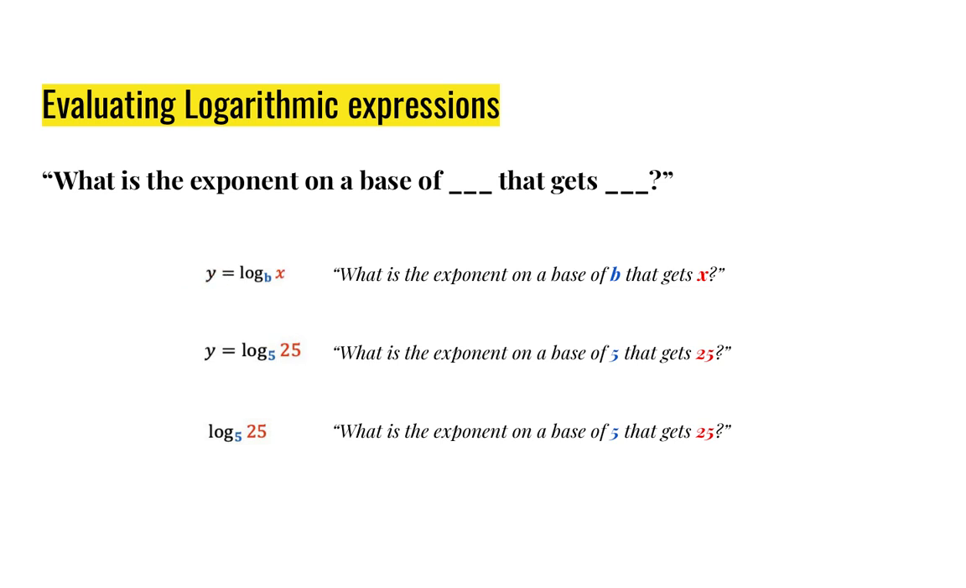With numbers, it looks like this. What is the exponent on a base of 5 that gets 25? You can see the same thing right here without the y equals, because this is just an expression that equals a number. And I think you should all recognize that as just equivalent to 2. So please get this language and the previous language into your summaries to help you keep straight what those logarithmic expressions mean, how to rewrite them, and how to simplify them.